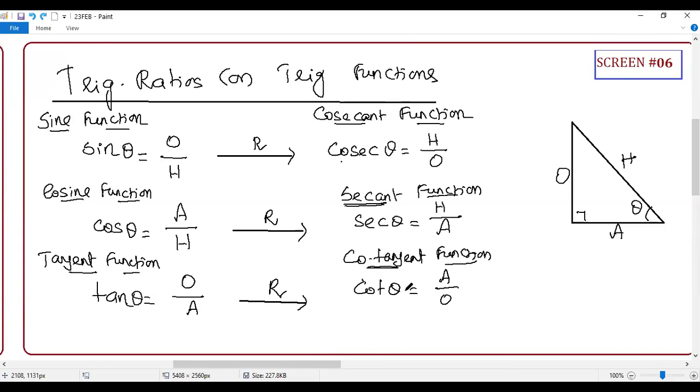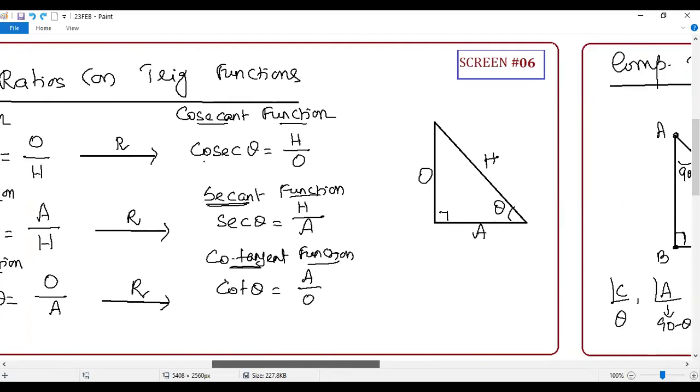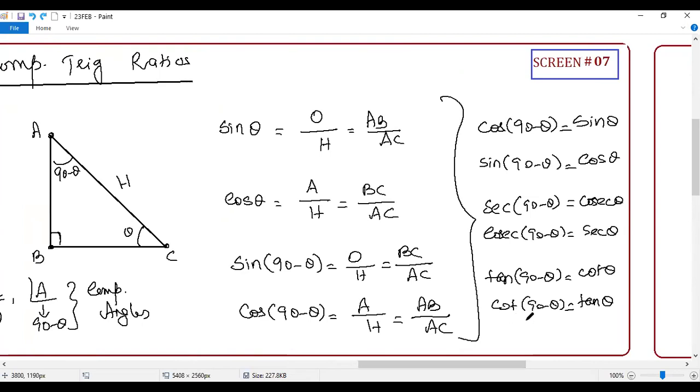Guys, this name itself is telling you which is complementary of which. Clear or not? Sine, cosine are complementary to each other. Secant, cosecant are complementary to each other. Tangent, cotangent are complementary to each other. Clear or not? So complementary means what? Very simple, student, very simple.